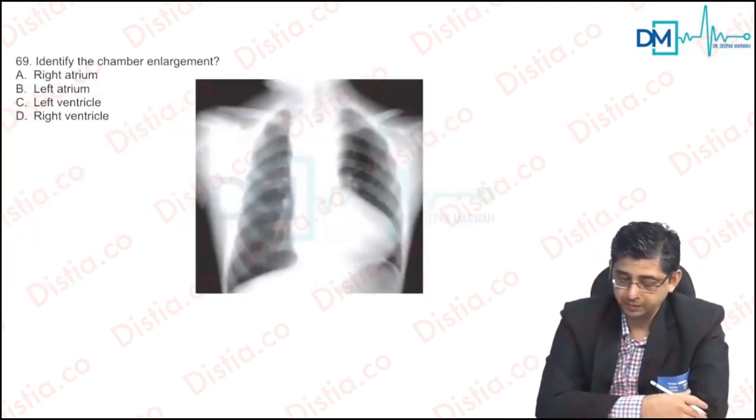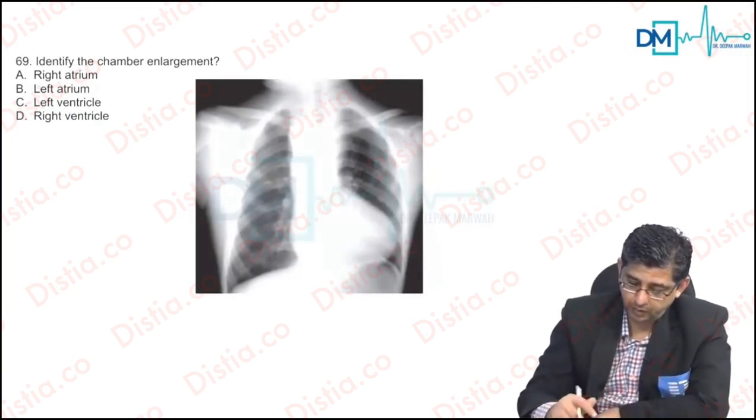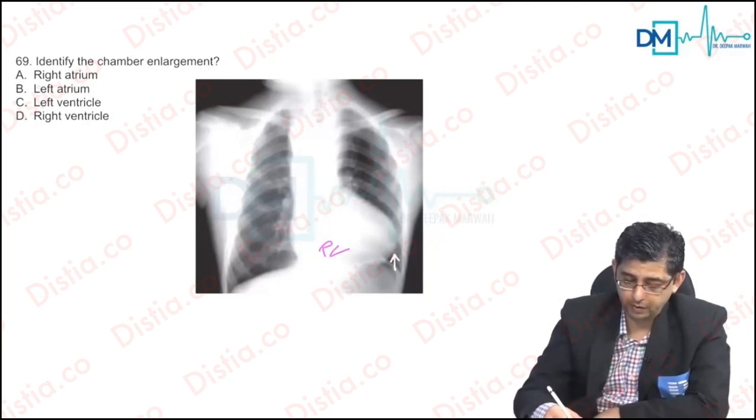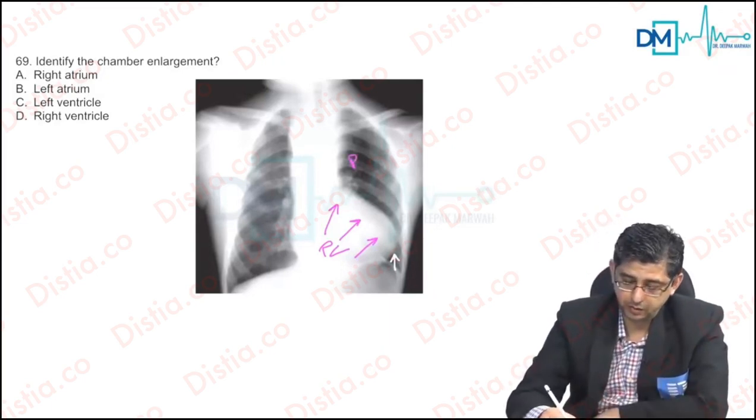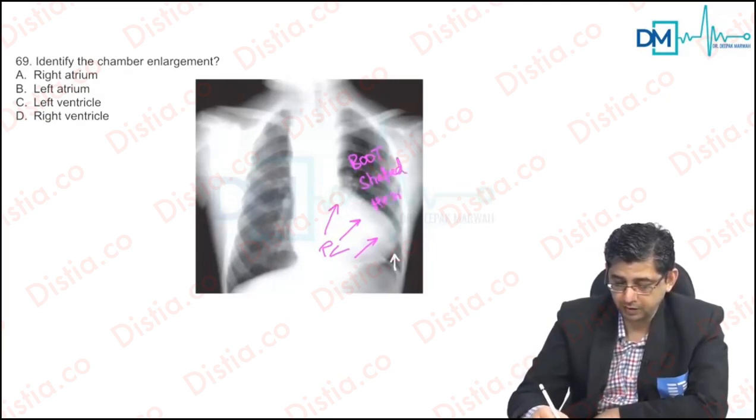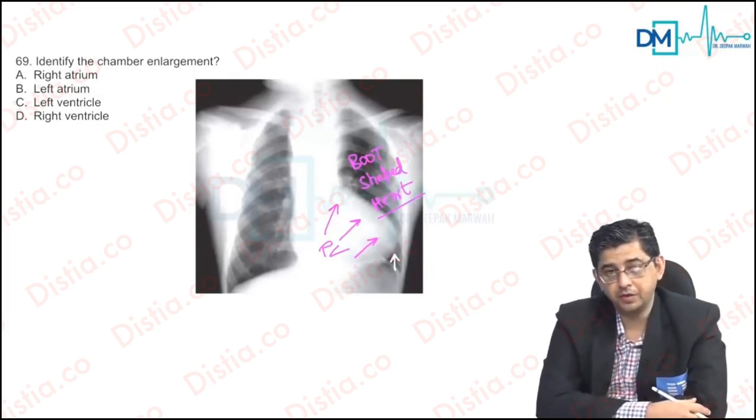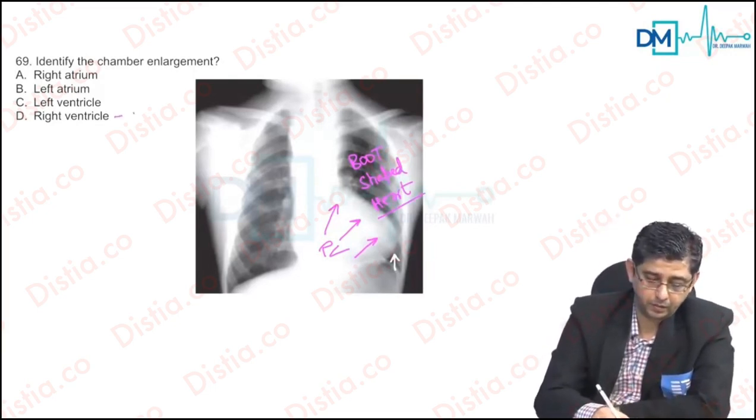Identify the chamber enlargement. You can notice that the apex of the heart in this case is lifted upwards. The right ventricle tends to form the base of the heart. When it enlarges, it lifts up the apex of the heart. This image shows the right ventricular enlargement. It shows a classical boot-shaped heart. This boot-shaped heart with the right ventricular enlargement is a characteristic feature that is encountered in tetralogy of Fallot, which happens to be the most common cyanotic heart disease in children.